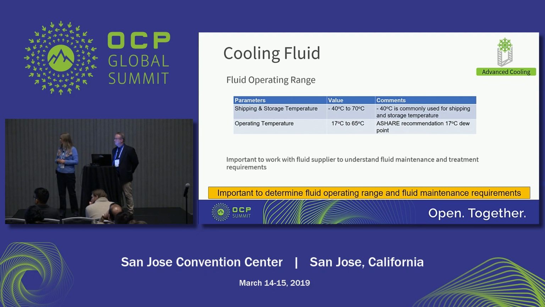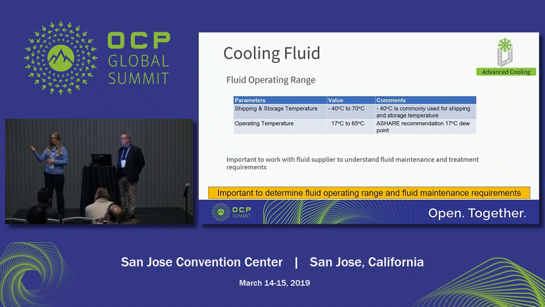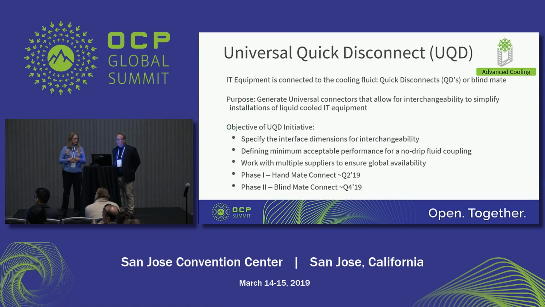The operational temperature, we have selected from the ASHRAE recommendation, the 17 Celsius, which is based upon the dew point. And the 65 degrees comes from an analysis that we have been doing in order to determine what type of temperatures we see in the cooling fluid leaving the IT equipment going to the CDU for different types of server and rack configurations. So that's where that's coming from, and I will hand over to Mark.